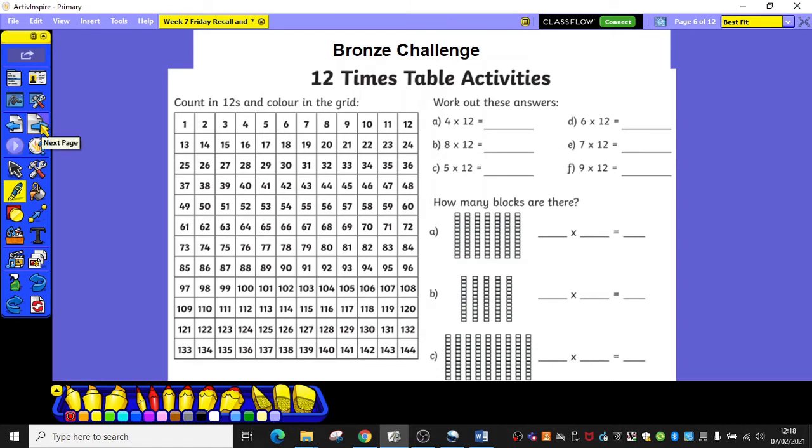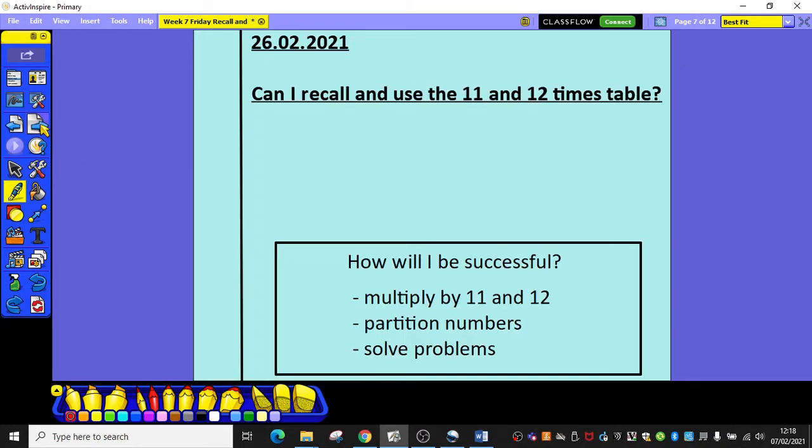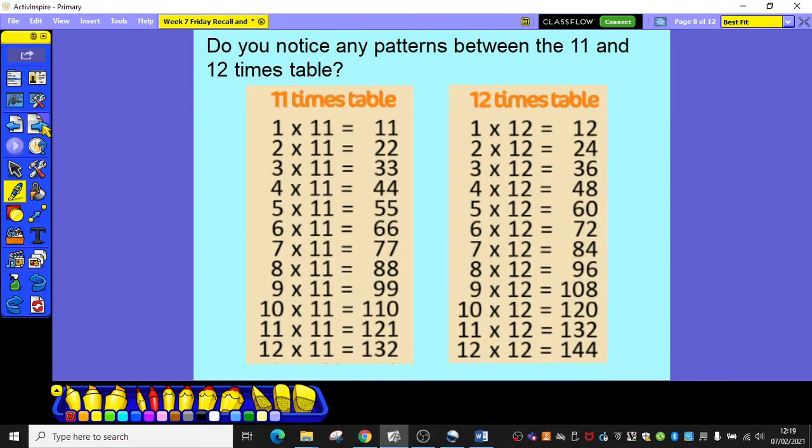So anyone doing the bronze challenge, if you're not confident with your 11s and 12s, as I said, please make a start now. So being successful for the gold challenge in particular, we're going to be partitioning some numbers again.